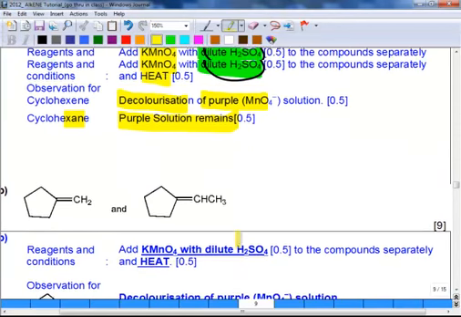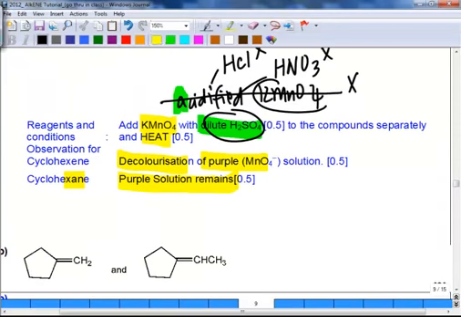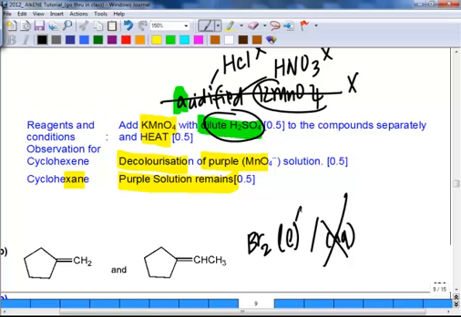Next part. If you look at these two alkenes, both are alkenes, so can you still use bromine liquid or bromine aqueous? No, cannot, because both will decolorize, so no difference. So based on this, can you use KMnO4? No. Why not? What is so special about this alkene? It is what type of alkene?